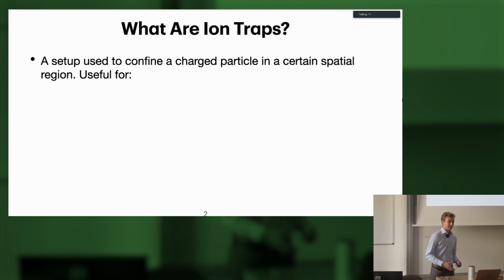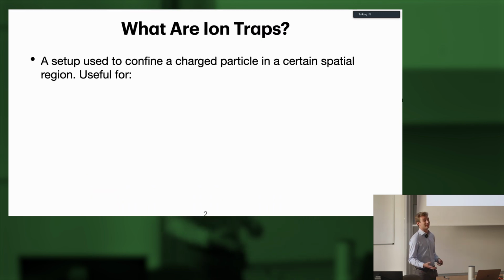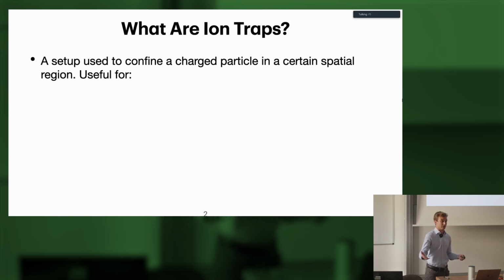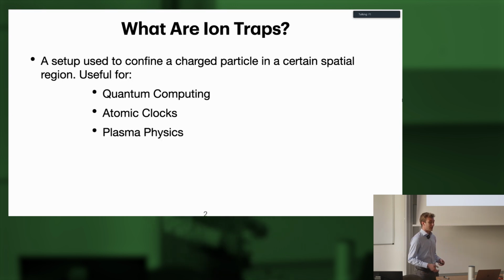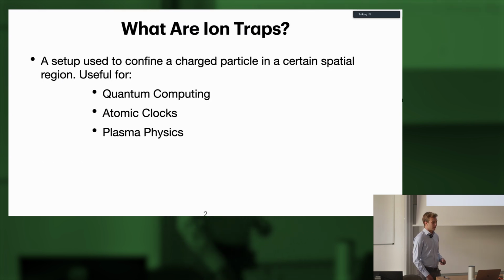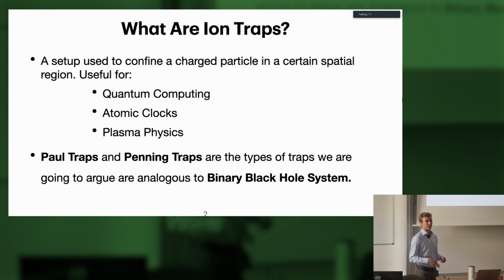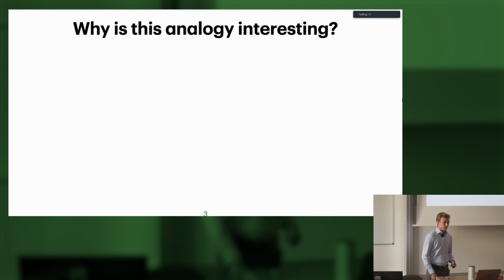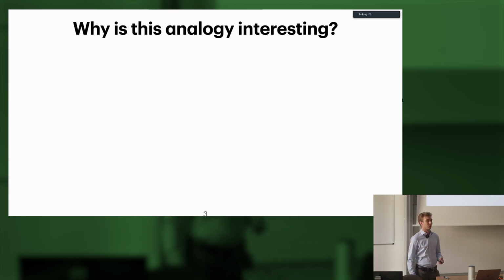As you could have guessed, it's a setup used to confine charged particles in a certain spatial region. And they are used for quantum computing, atomic clocks, plasma physics, and many other uses. There are many kinds of ion traps, but one of the main ones that we are going to argue are analogous to binary black hole systems are Paul traps and Penning traps. So before I start talking about ion traps and black holes and show you equations and get excited, let me tell you why this analogy is interesting.